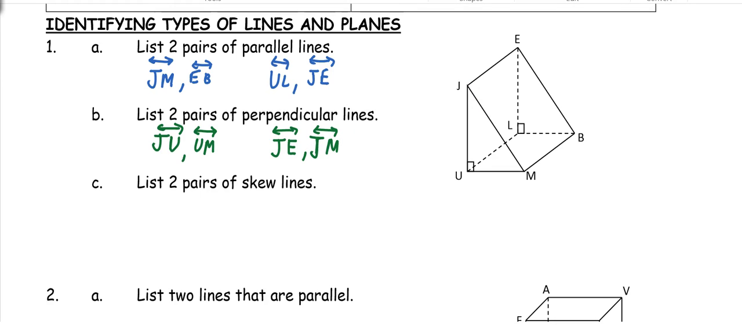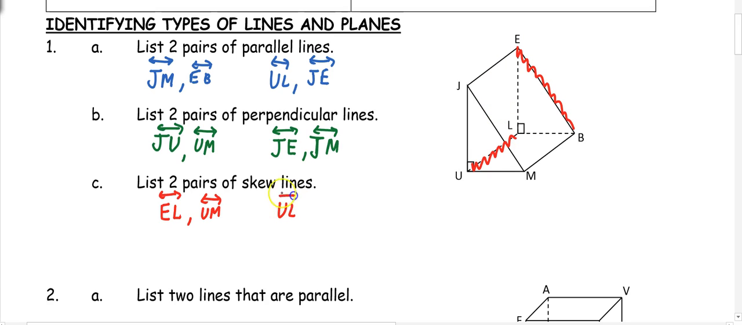Skew lines are two lines that go in opposite directions. So an example of skew lines could be UM and EL. They're on different parts of the shape and they're going in different directions. So they're never going to intersect, but they're also never going to be perpendicular. Another example we could look at would be EB and UL. Going in different directions, they'll never be able to touch or intersect because they're on different parts of our 3D figure.